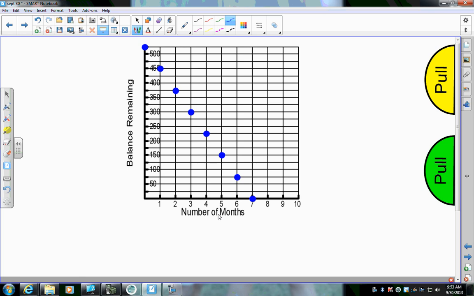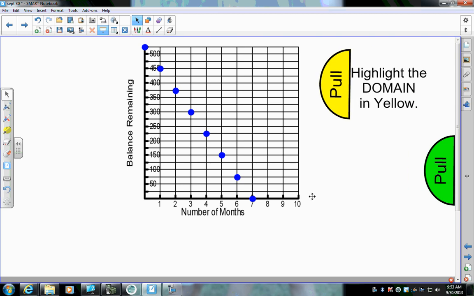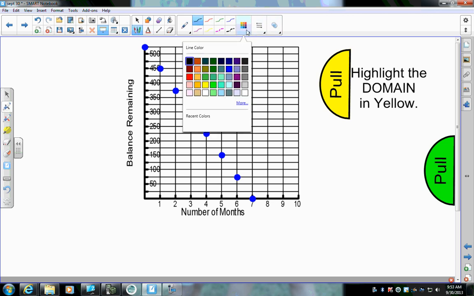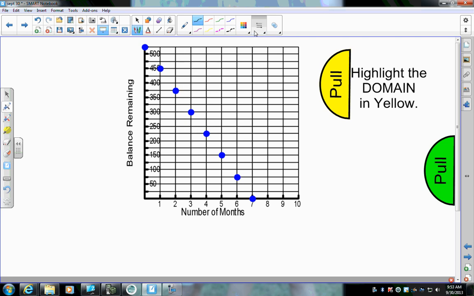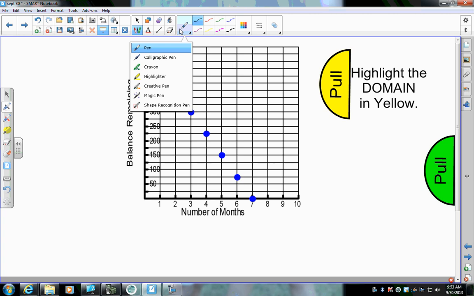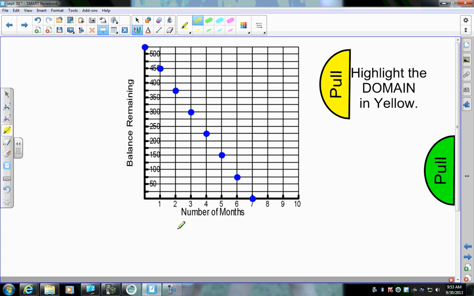All right, so now that we're looking at this, here is a graph. You don't have it on your paper yet, but it wants me to highlight the domain in the yellow. So first off, you just need to remember, I cannot figure out where my highlighter is anymore. Well, golly gee, I spend too much time trying to find it. Oh, there's a highlighter. There we go. Highlight the domain in the yellow. These numbers right here are going to be my domain.